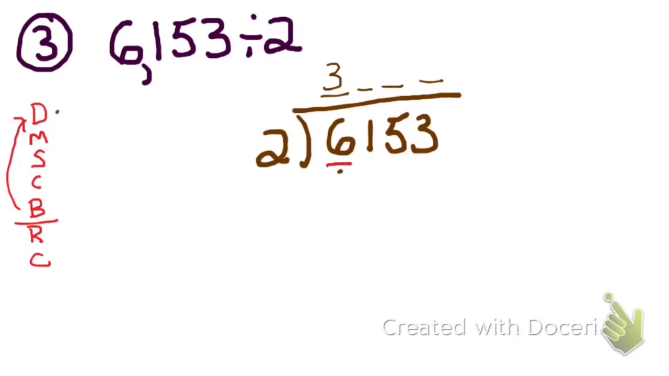I divided. Check it off. M stands for multiply. 3 times 2 is 6. I multiplied. Check it off. S stands for subtract. 6 minus 6 is 0. I subtracted. Check it off.